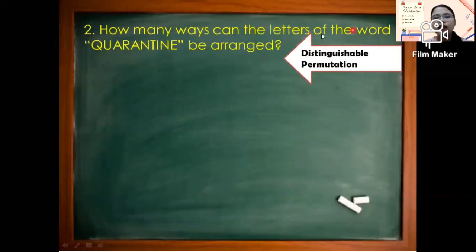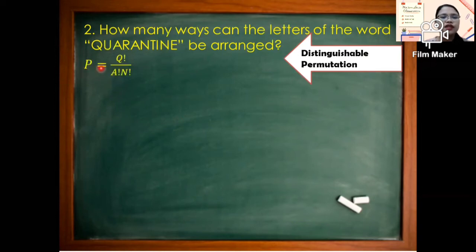So, bakit kailangan natin i-identify kung anong klaseng permutation? Para at least, alam natin kung anong formula ang ating gagamitin. So, if that is distinguishable permutation, yung merong nauulit na letters, numbers, or figures. Since we have here word na quarantine, identify natin yung mga repeated letters. Para mas madalian kayo, ganito yung gawin nyo.